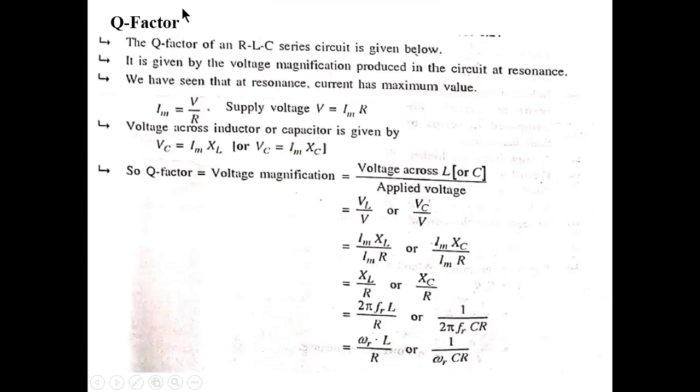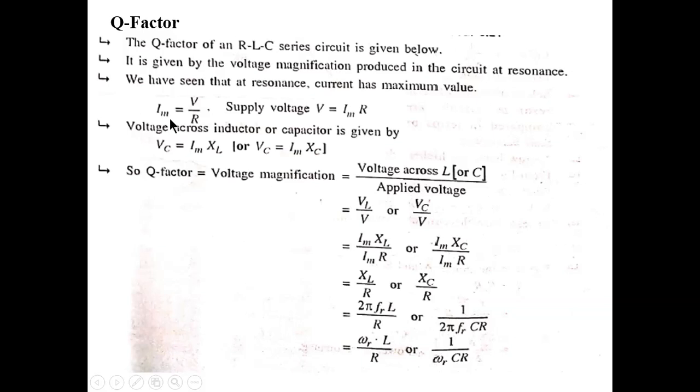Now, Q factor for the RLC series circuit is known as quality factor. Quality factor is also known as voltage magnification produced in the resonance condition. So Q factor is equal to voltage magnification.